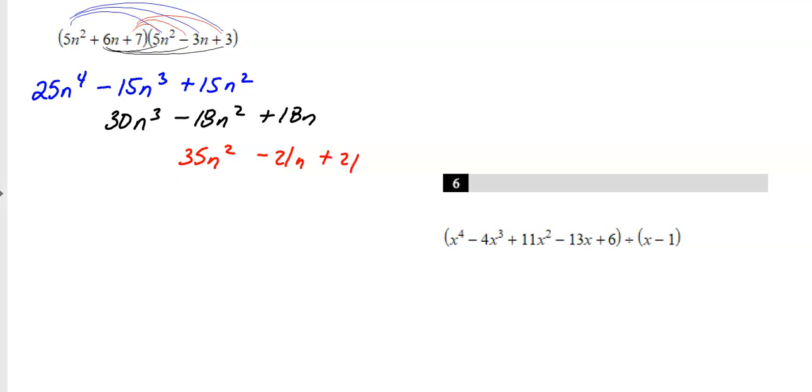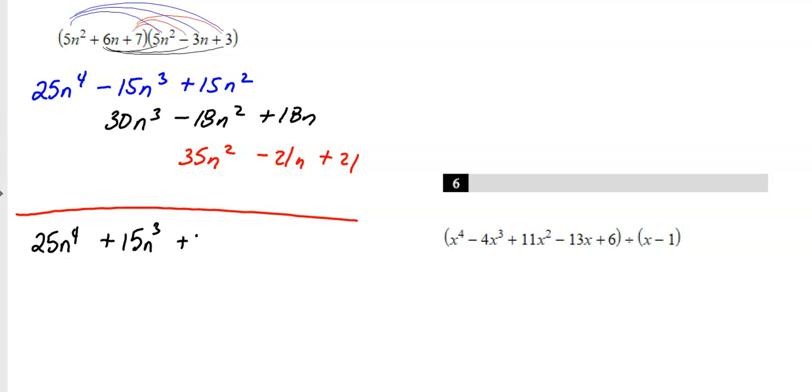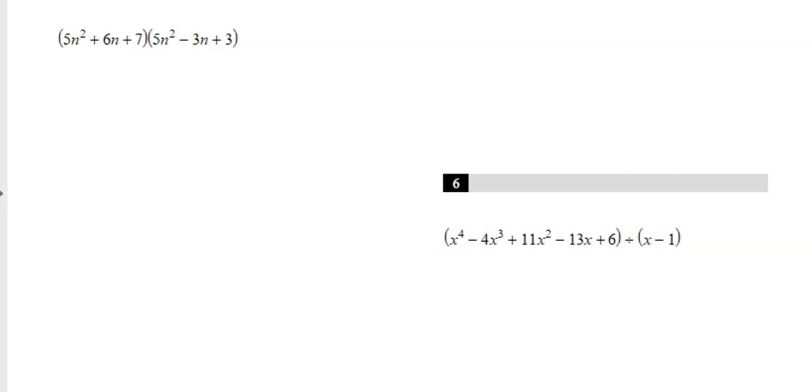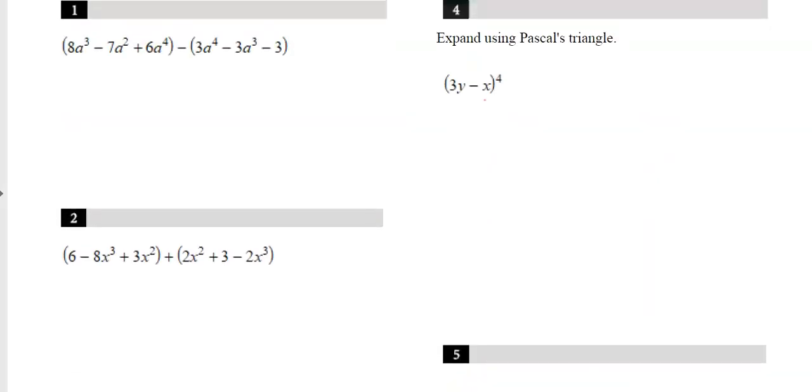plus 21. Now I got to gather up all of my like terms, kind of go through and make sure I got all my pieces here. So I have 25n to the 4th. That's going to be 15n to the thirds. That's 50 and a negative 18, so that's 32n squared. And that'd be minus 3n and plus 21. So final answer.